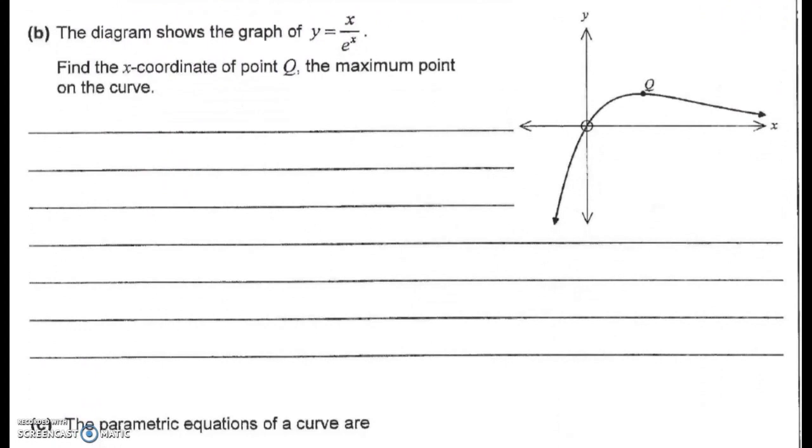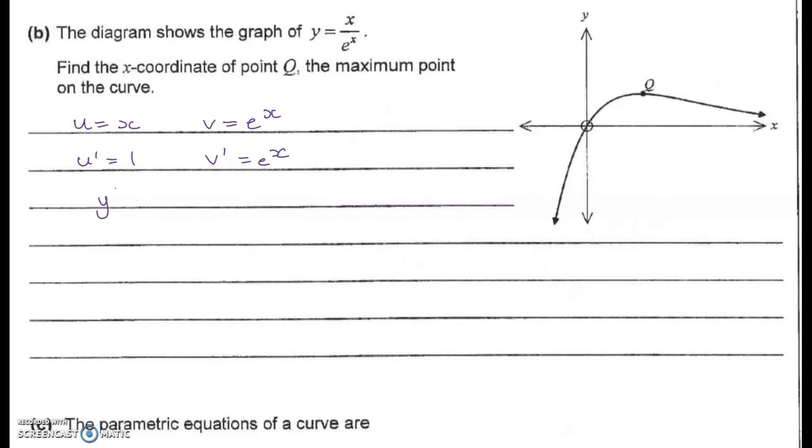Part B is we have a diagram of this graph here, and we're asked to find the x-coordinate of point Q, which is a maximum. If we're finding maximum points, we're looking for the derivative to be equal to 0. So we need to differentiate this function that we have here, which is something divided by something else, so we are going to need the quotient rule. So we set out that u is x, v is e to the x, derivative of x is 1, derivative of e to the x is e to the x.